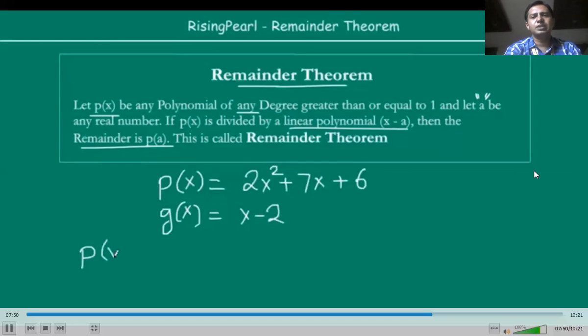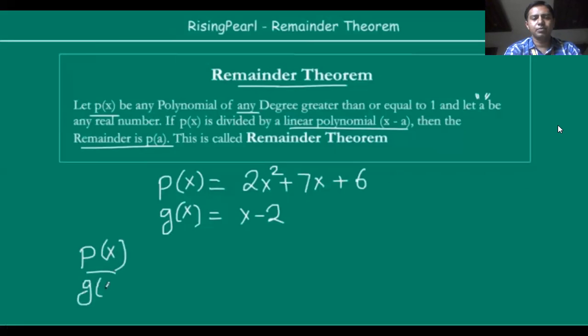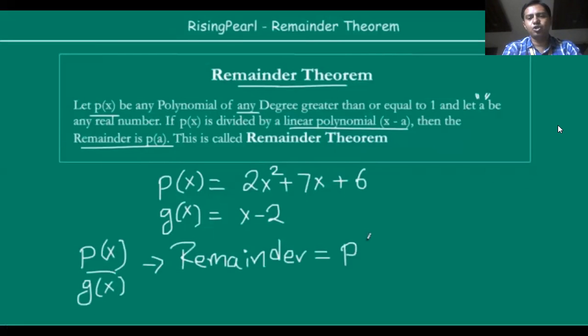So when we divide P(x) by G(x), there must be a remainder, and as per the remainder theorem, it must be P(2). Why P(2)? Because when we equate this x minus 2 with x minus a, we get the value of a as 2. So when we substitute the value of a as 2 in the given polynomial, we get P(2).